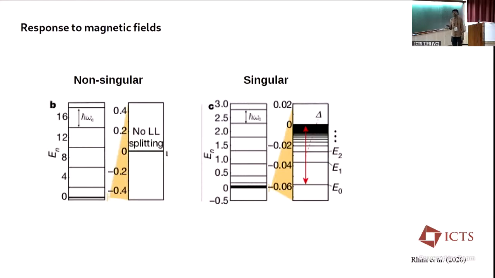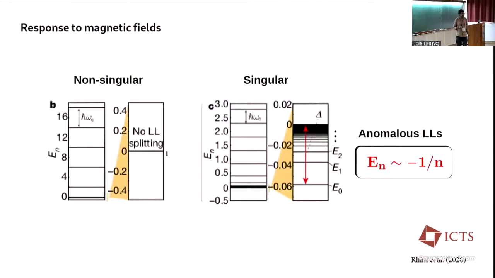Before understanding this, if you just ask what the quantization of these additionally appearing Landau levels for a singular flat band is, the answer turns out to be this: the Landau level quantization is inversely proportional to the counting index. These Landau levels are termed unconventional Landau levels or anomalous Landau levels. The anomaly essentially comes from the fact that you have this Landau level quantization.